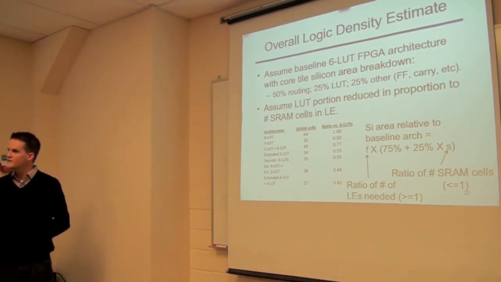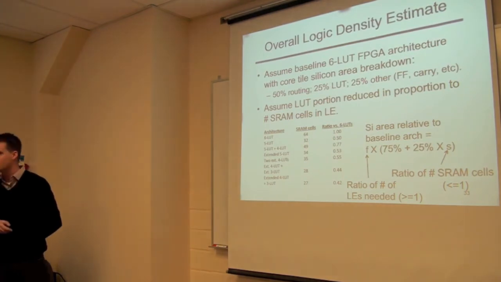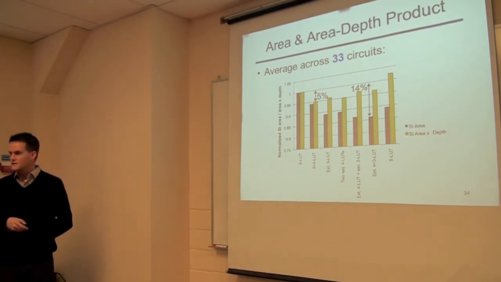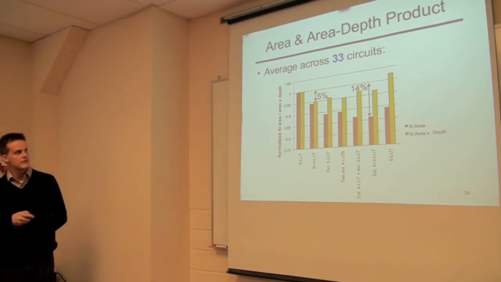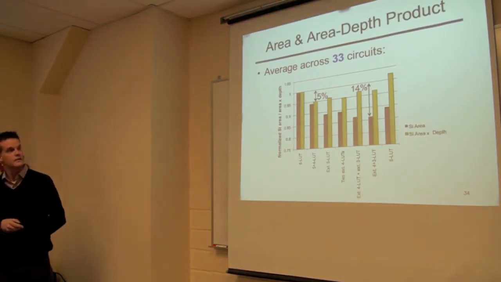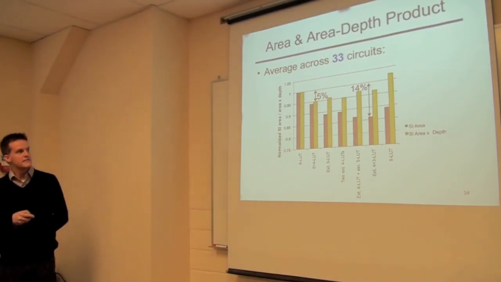However, for all these different logic element architectures, you need more of them to implement circuits. So we have to account for that, and we account for that through this F term, which is going to be greater than 1, which is the ratio of the number of LEs needed for circuits versus 6 LUT. So it's a kind of a crude way to estimate the improvement in logic density. If you do that, you get this chart right here, which has, again, maroon and yellow bars. Maroon bars are the silicon area relative to 6 LUTs. Yellow bars are silicon area times depth. So we try to do area depth product for yellow bars. As you can see, this 5+4 LUT gave us our best result in area depth product.